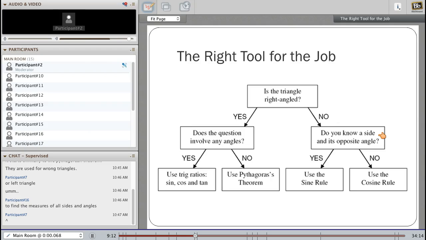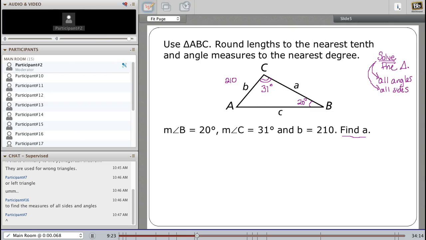And we do know a side and its opposite angle, because we know angle B and we know side B. And so that's why we're going to use the sine rule for this first one. Okay, so we know angle B and we know the side across from it, side B. Let me write a note here: use law of sines because we know angle B and we know side B. Okay, so that's the reasoning. Does that make sense? Do you guys see how we can tell which one to start with based off of that flow chart?